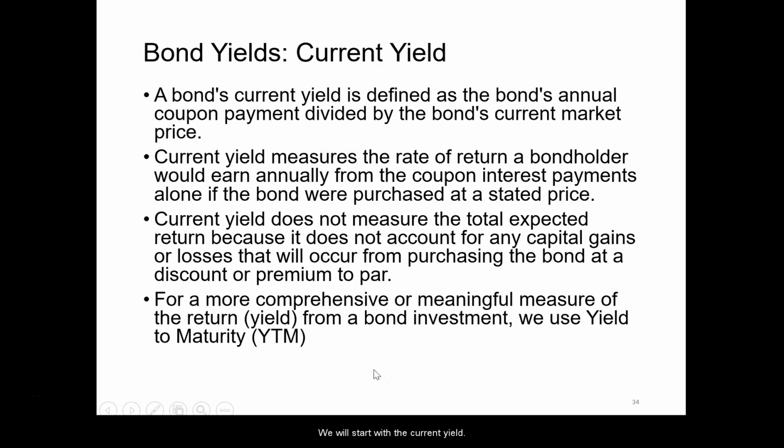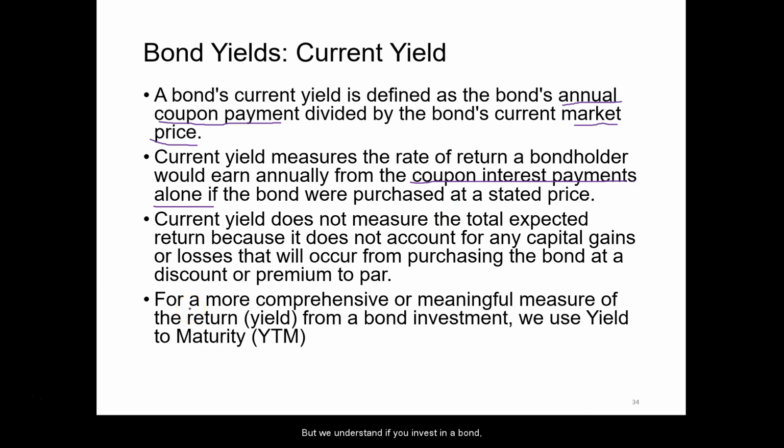We'll start with the current yield. Current yield is simply the bond's annual coupon payments divided by the bond's current market price. So if you are paying this market price to buy this bond, and then every year you are receiving, say, $50 coupon payment from the bond, then you are using $50 divided by the price to get the current yield. So essentially it's about the return from the coupon interest payments alone.